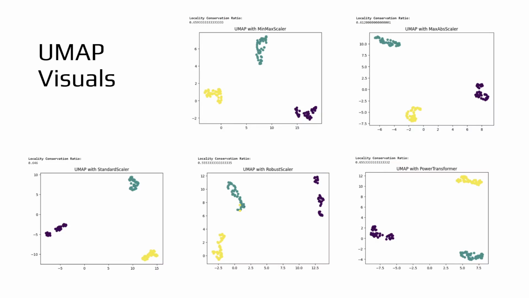So UMAP, this was the second best performer in terms of embeddings. It had actually the best clustering. However, the locality conservation wasn't nearly as good as TSNE. There's not a significant difference between most of these different normalization techniques. This is probably because UMAP balances local versus global patterns, and TSNE mainly focused on local patterns. So we can infer that the iris data probably has some very important local patterns that assist in separation of clusters.